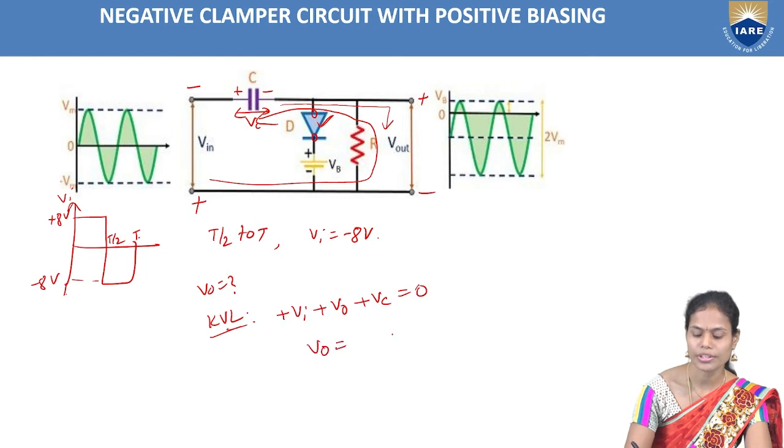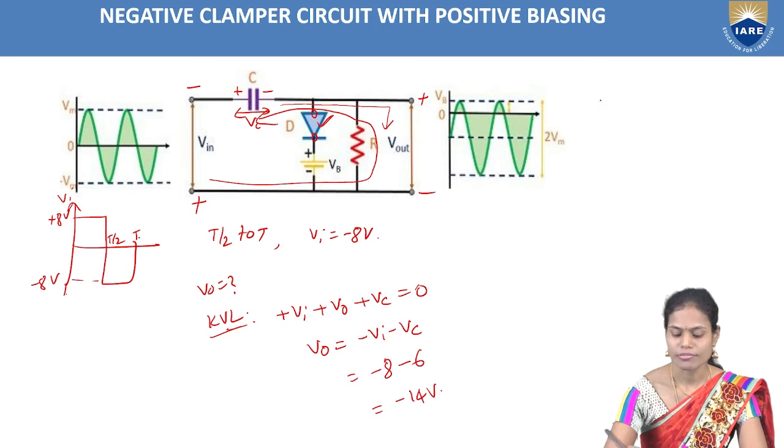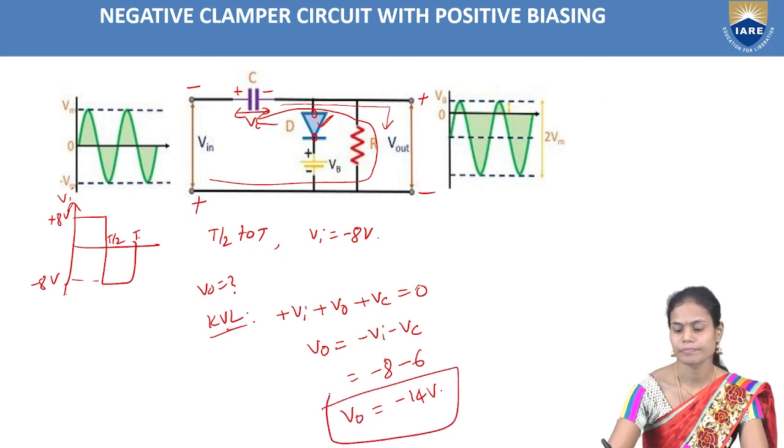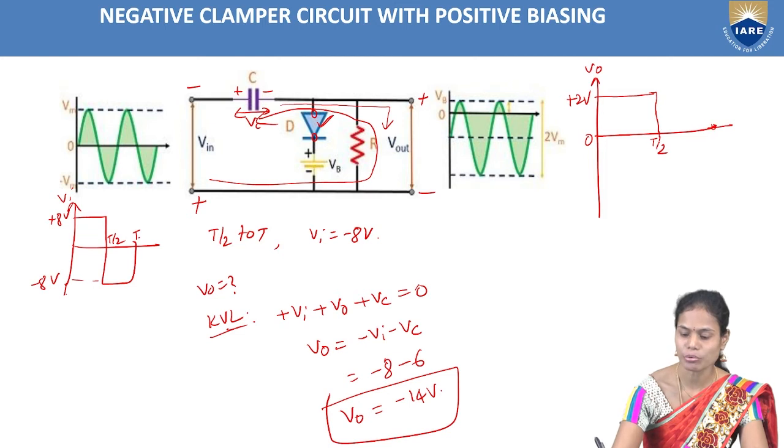So to find the output voltage, V0 equals minus Vi minus Vc. That is equal to, with the input voltage minus 8 and the capacitor voltage 6, minus 14 volts. If we draw the output voltage here, from 0 to T by 2 it was plus 2 volts, and from T by 2 to T, it is minus 14 volts.